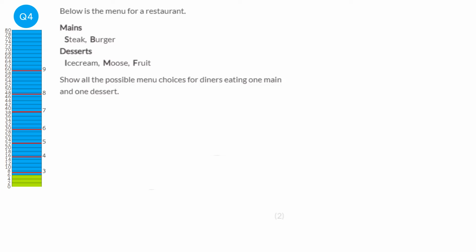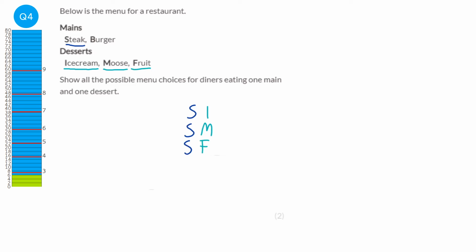So, we're going to start off just looking at steak, and I'm going to start off with the S, and we're going to pair it with the first dessert, which is the ice cream. Then we're going to pair the steak with the second dessert, which is the mousse. Then we're going to pair it with the third dessert, which is the fruit. So we're being really methodical.